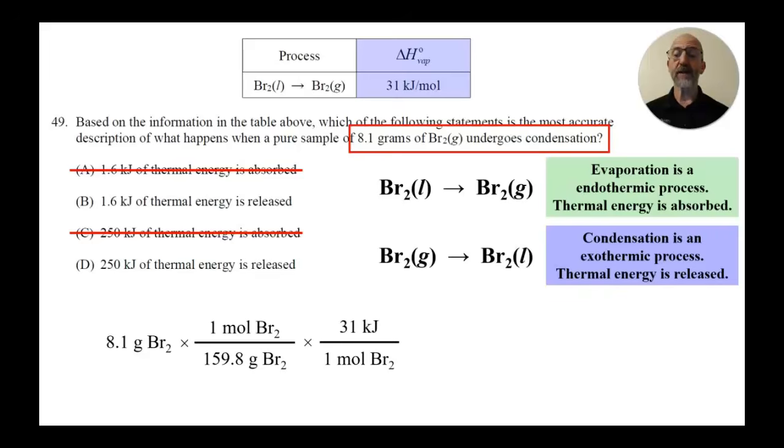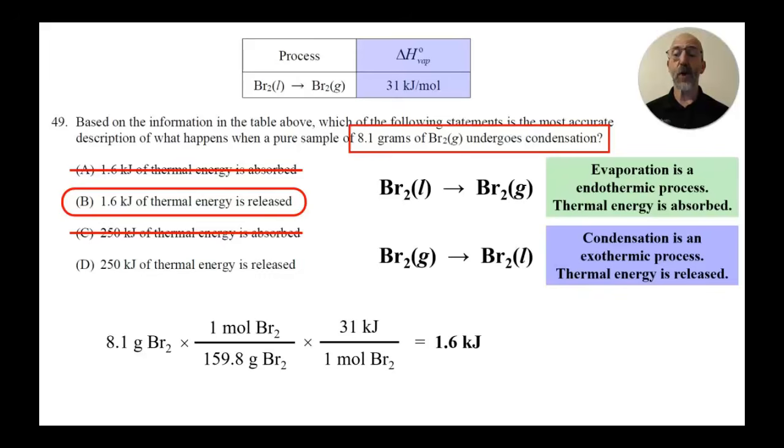When I pick up my calculator, it's going to be 8.1 divided by 159.8 times 31. And so when I do that math, I get 1.6 kilojoules. So if you're wondering, what about choice D? Well, that would be for any student that forgot to convert from grams to moles. So if they had taken 8.1 and simply multiplied by 31, then they would have gotten the wrong answer.